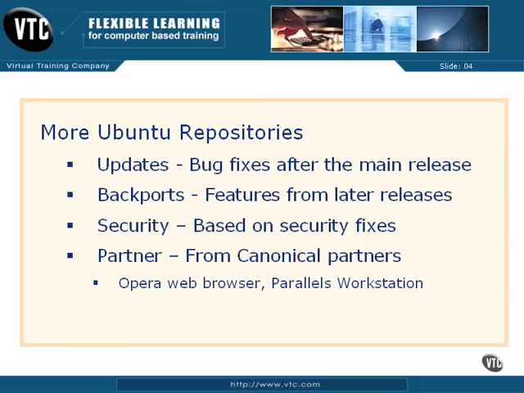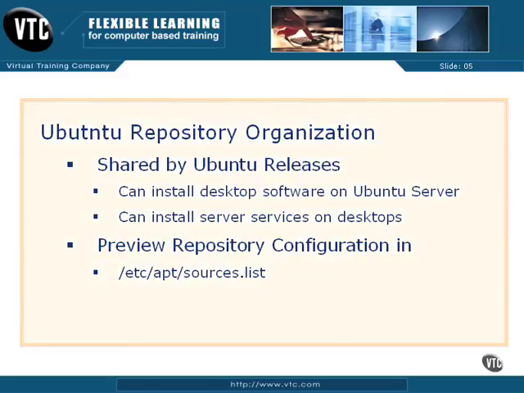There's one more repository associated with Ubuntu partners. Generally, they include closed source applications commonly used on Linux systems. At this time, the Hardy Heron partner repository includes the Opera web browser, as well as the Parallels workstation for virtual machines.